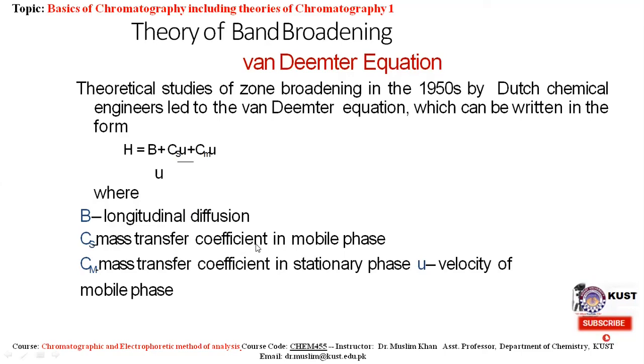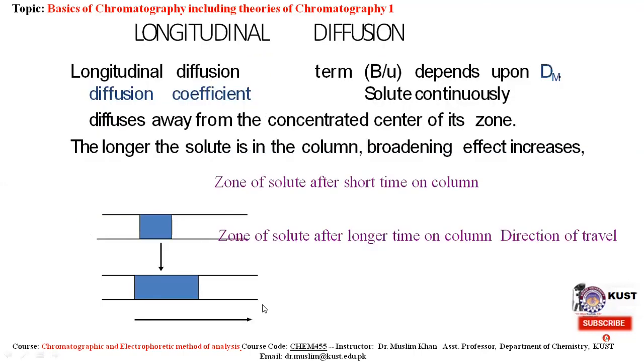Cs is the mass transfer coefficient in the mobile phase, and Cm is the mass transfer coefficient in the stationary phase. Mu is the velocity of the mobile phase. So first of all, this longitudinal diffusion.